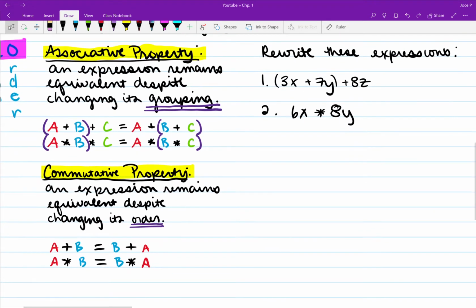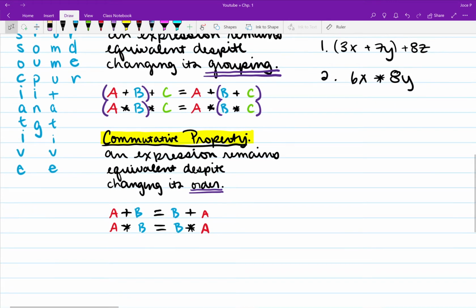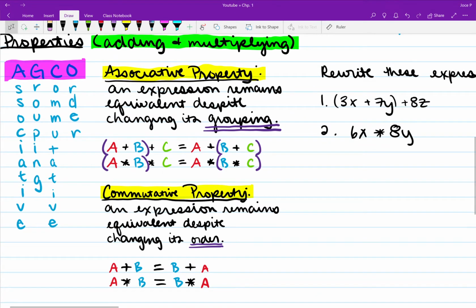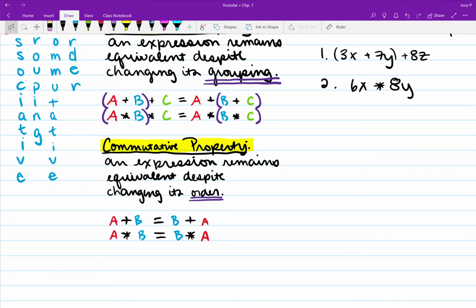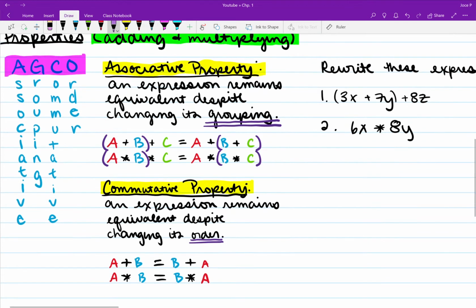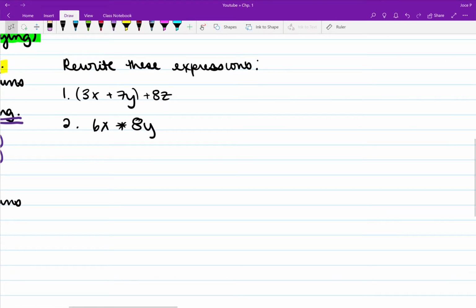Then the next one we have is the commutative property. Commutative talks about order, changing the order. An expression remains equivalent despite changing its order. So that's the CO part of AGCO. And so here we have A plus B equals B plus A, and A times B equals B times A. So let's practice this a little bit.